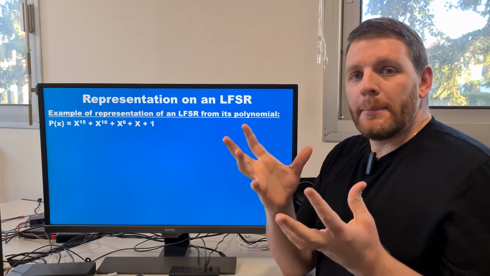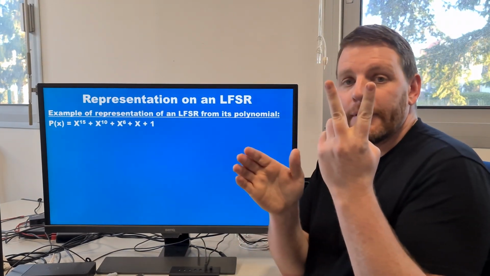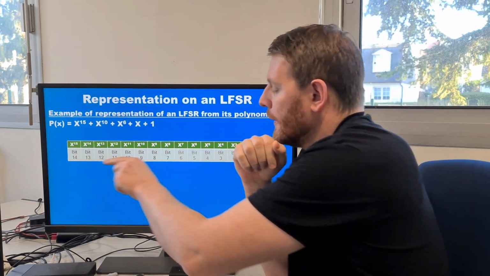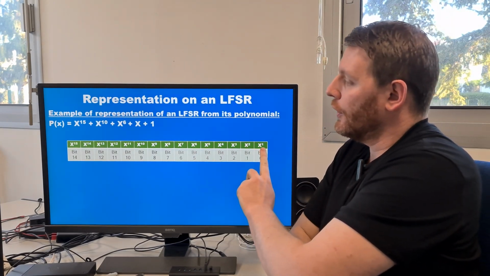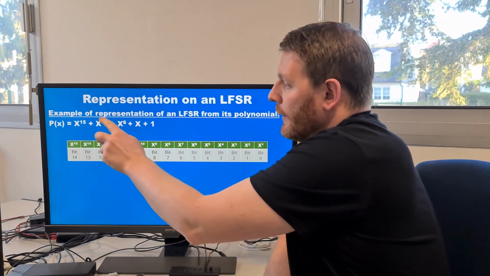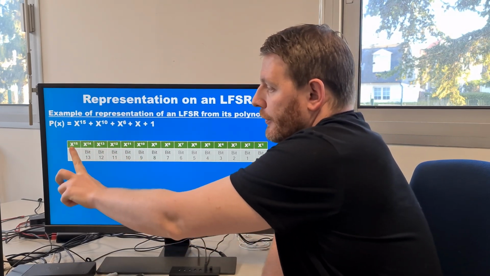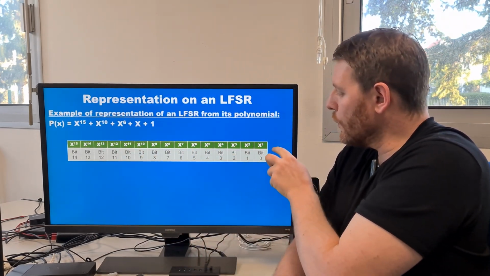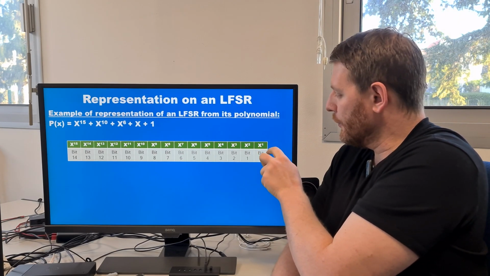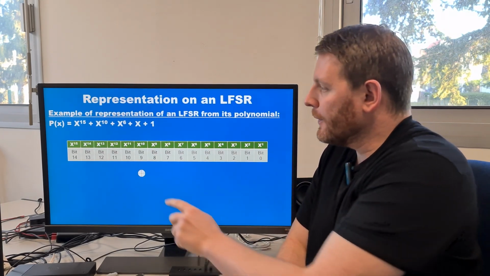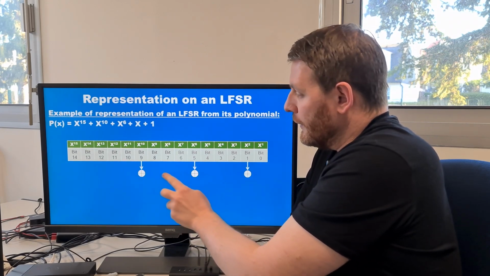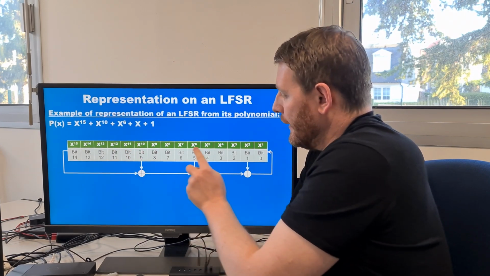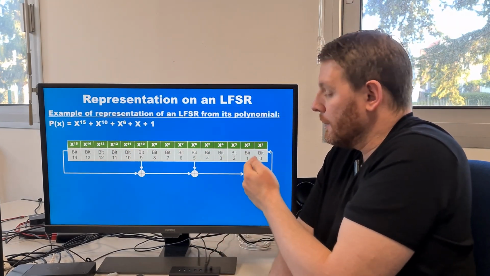Okay, how can we implement this polynomial? We have two possibilities. First possibility, I represent here all terms of the polynomial. As you can see, X power 15 is here, X power 10 is here, and so on. And the 1 is not represented here, but it comes from here. First possibility, place an XOR. This is an XOR, exclusive OR, on X power 10, X power 6, and X power 1.